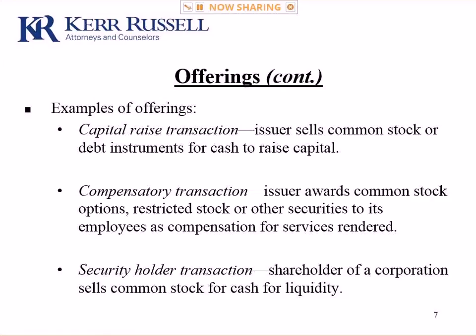The final item that's referenced here refers to security holder transactions. So the first two sets, capital raising and compensation, is really referring to transactions that the company, the issuer of the securities, engages in. The final bullet point is referring to transactions that the investors, so the shareholder of a company, for example, desires to sell the stock that the individual owns for cash in order to gain liquidity.